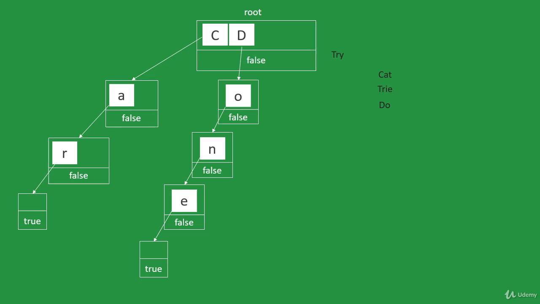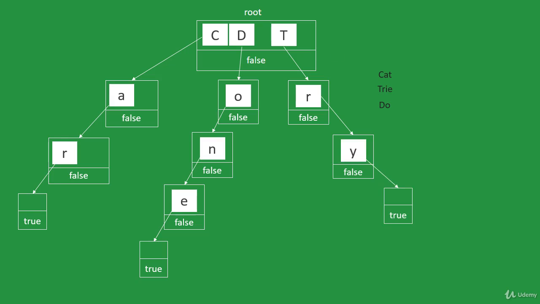Let's try to add try. Once again, we look at the root and try to find T in its map. But T isn't there, so we create a new record for T and add to it the corresponding node. We move to this node and continue with the next character, in this case R. Since this node's map is empty, we add R there and create a new node representing the TR prefix. And we add to this node a Y record. And once again, we create a corresponding new node. This node represents the prefix try. And since this is the word we want to add, we set its word indicator to true.